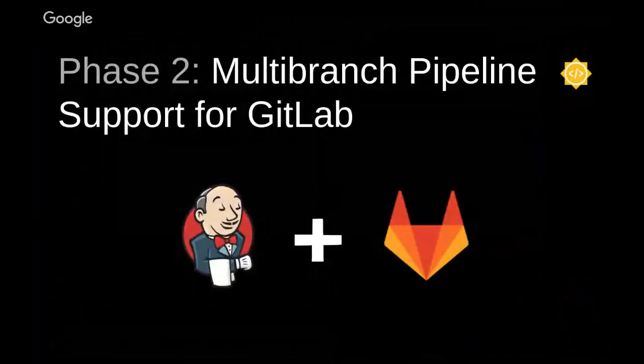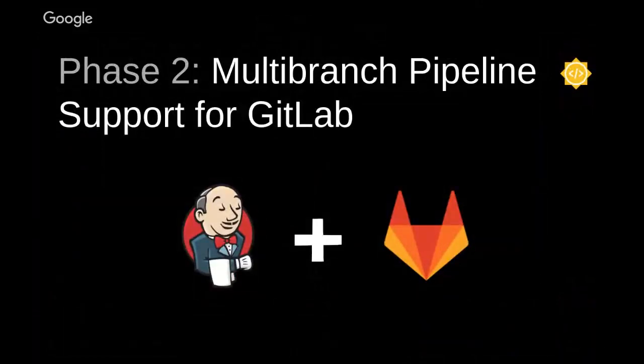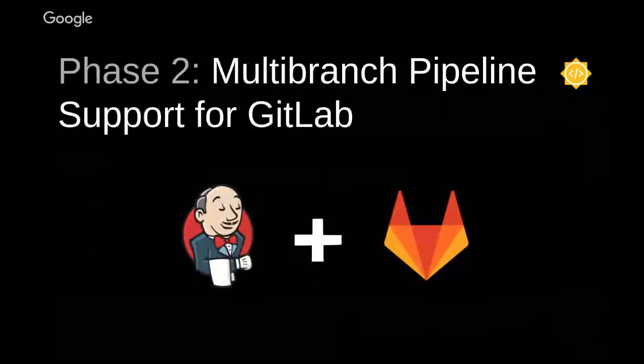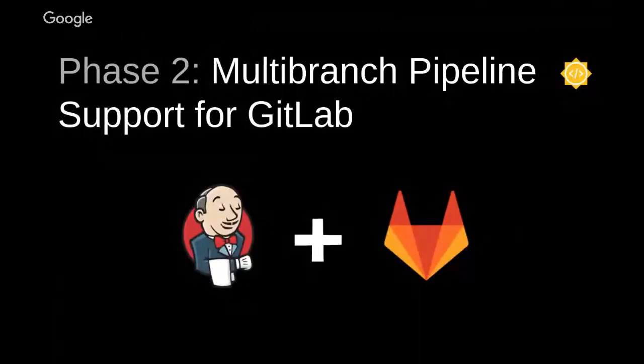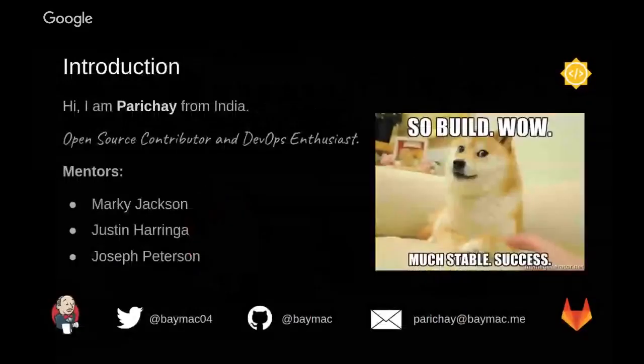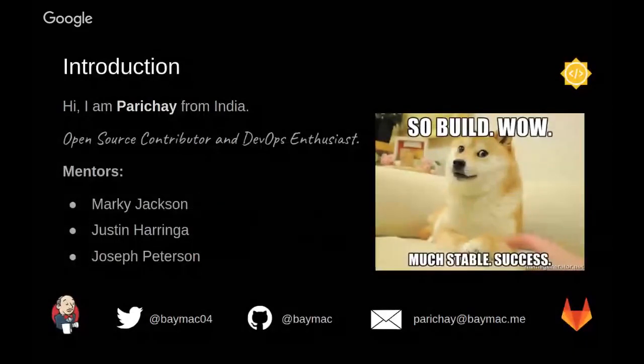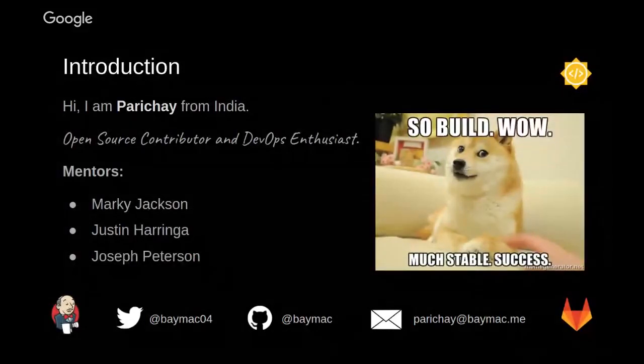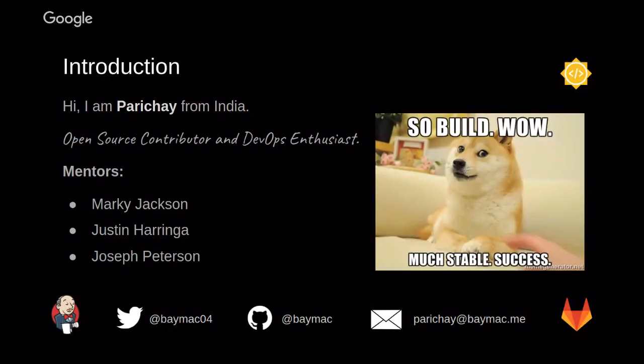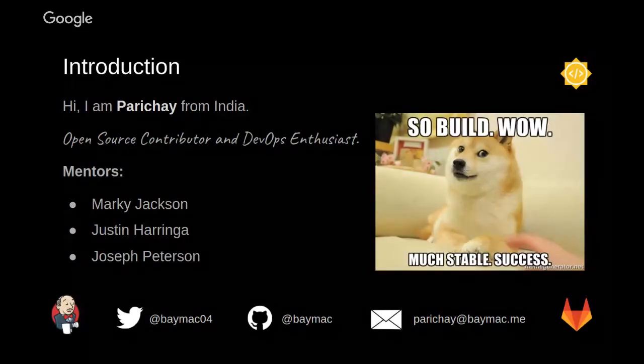Welcome to the presentation of Multi-Branch Pipeline Support for GitLab Phase 2. This is a project which is trying to improve the integration of Jenkins and GitLab. Hi everyone, I'm Parichay from India. I'm an open source contributor and a DevOps enthusiast. My mentors are Mark Jackson, Justin Haringa, and Joseph Peterson.